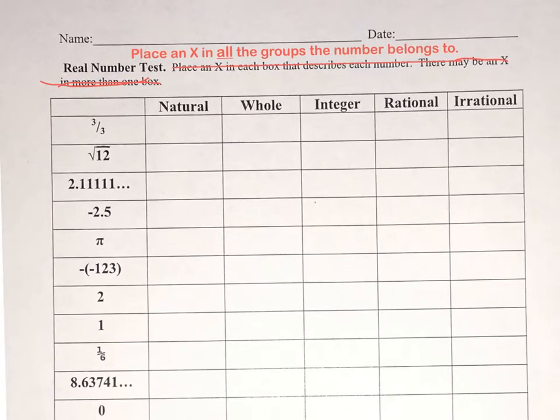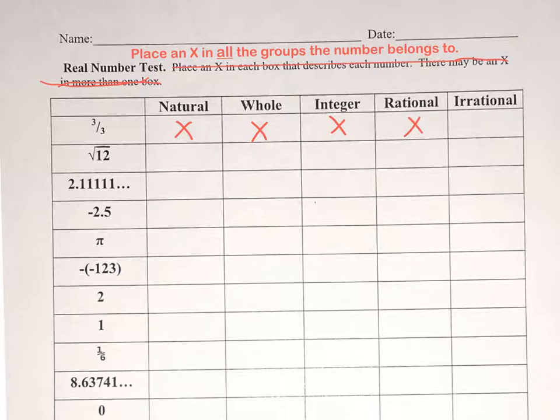So let's take a look at the first number. That first number is 3/3, right? Is 3/3 natural? Yes. Let's put an X right there. Is 3/3 a whole number? Yes. Is 3/3 an integer? Yes. Is 3/3 rational? Yes. Is 3/3 irrational? No.